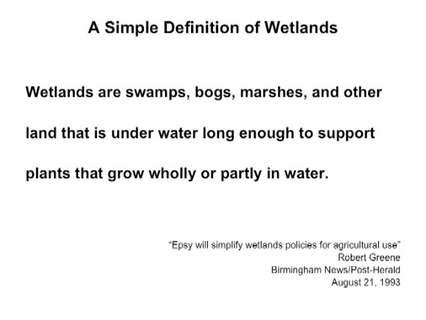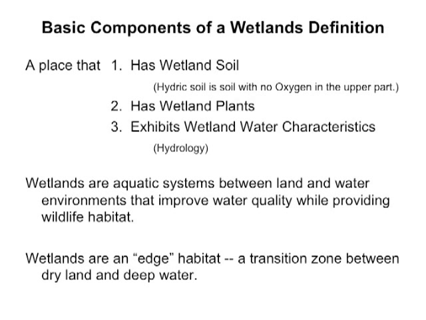Just a simple definition of what a wetland is came from the Birmingham News several years ago. Wetlands are swamps, bogs, marshes, and other land that is underwater long enough to support plants that grow wholly or partly in water. Any definition of a wetland has three components. It's a place that has wetland soil, a specific kind of soil called hydric soil, and it has wetland plants and exhibits wetland water characteristics or hydrology.